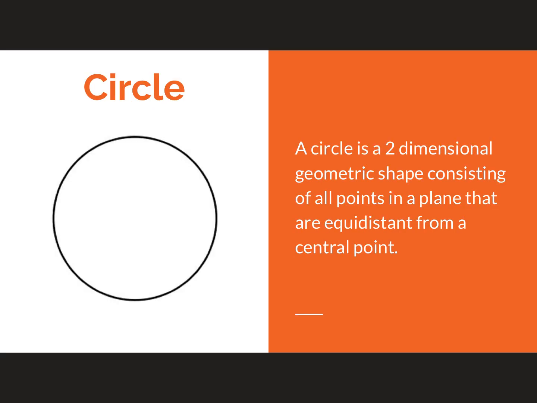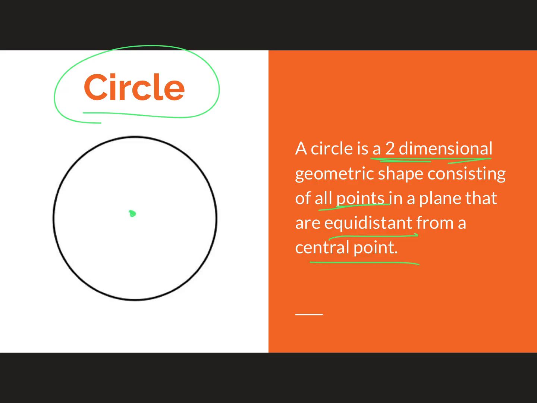So first thing we need to define is what is a circle. A circle is a two-dimensional geometric shape consisting of all points in a plane that are equidistant. Equidistant is just a fancy way of saying equal distance from a central point. So here's a picture of a circle.